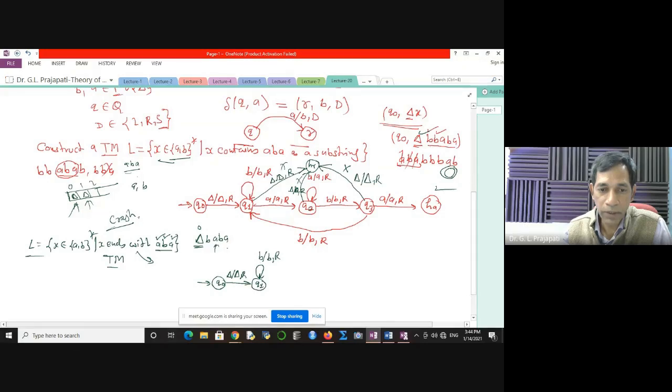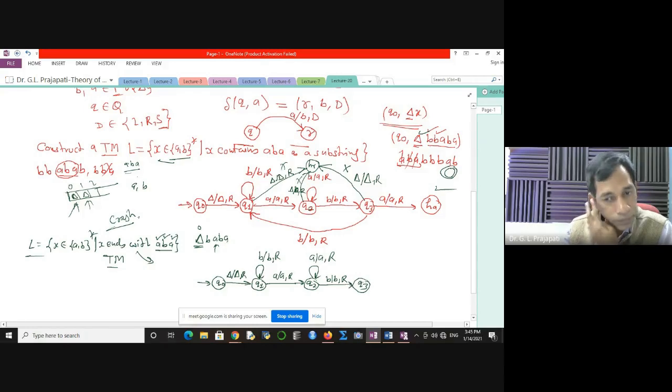Once you have A, replace with A and go to the right, and you are at state Q2. Whenever you are at Q2, you may have further A. So again A, replace with A and go to the right. Whenever you are at Q2, you may have B. So B, replace with B and go to the right, and this is the state, say for example Q3. You are going to the state Q3.